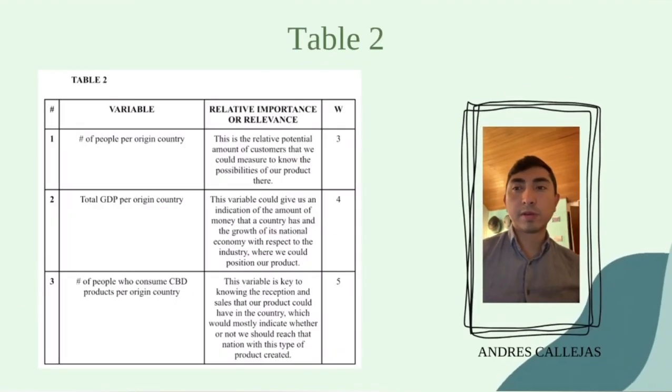The second table speaks about the size of the population of the countries in which we want to be. It also speaks about the total GDP per origin country, which is the capacity of money we have available inside the country, so it is like the acquisitive capacity. And the third one is in reference to the CBD consumption, which are the people who want to consume our products, in reference to the green with the cannabis.